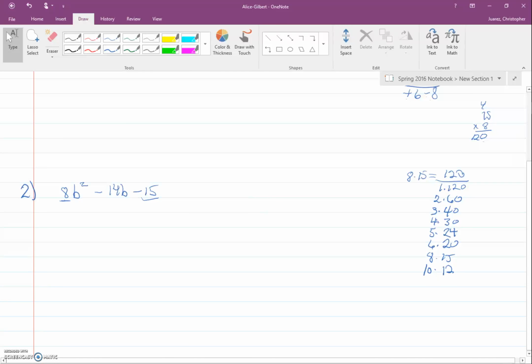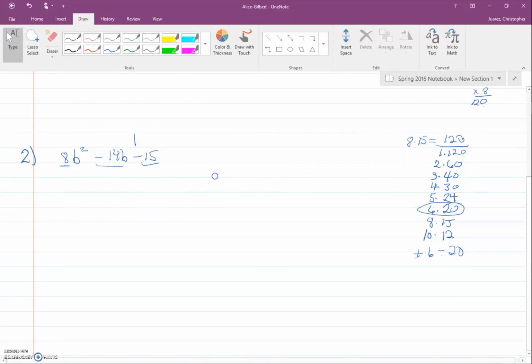Now I need to look at this one. Looks like it's going to be 6 and 20 if I do plus 6 and minus 20. So let's do our 2 steps. Add these two together, plus 6 minus 20. Does that give me negative 14? Absolutely. Last critical step. Positive times a negative is a negative. And is that what this is in front of the 15? Sure is. So we're ready to go.